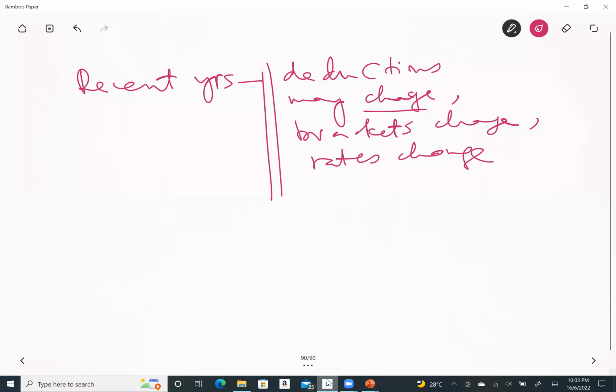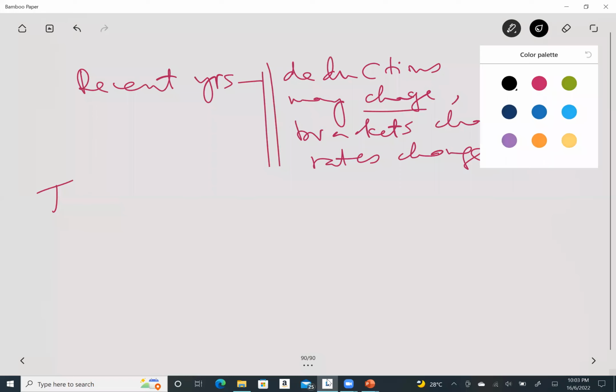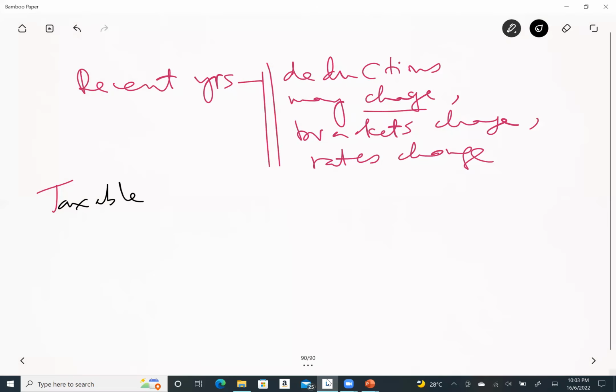Our taxable income, so we write down here taxable income. We know it's 40,500. All right. So we go by the brackets. Okay. So the brackets, and then you got the rate, and then we got the tax.